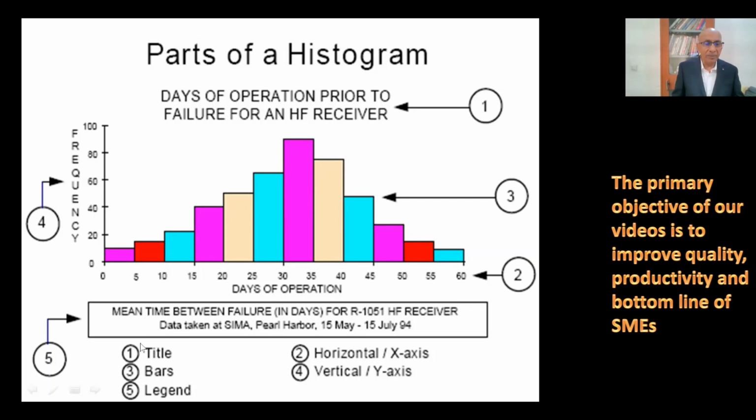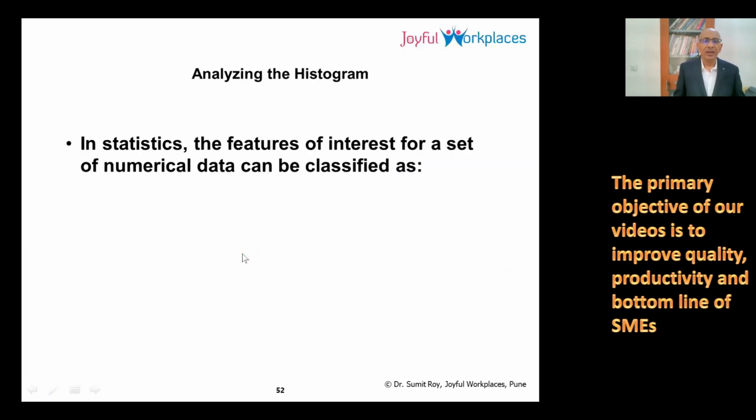What is point number 5? Mean time between failure in days for so and so data taken. So you explain the data taken. You explain that: title, horizontal x-axis, bars, vertical y-axis, and the legend.